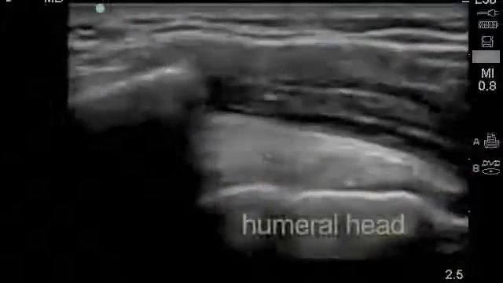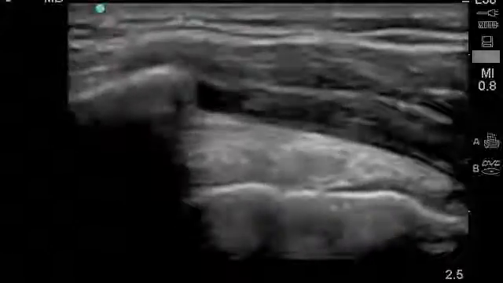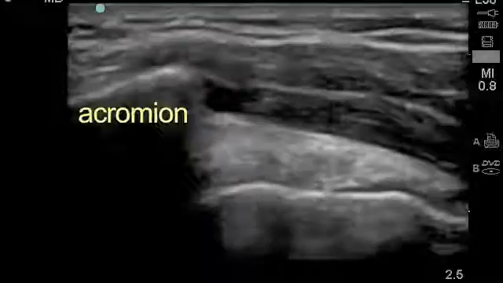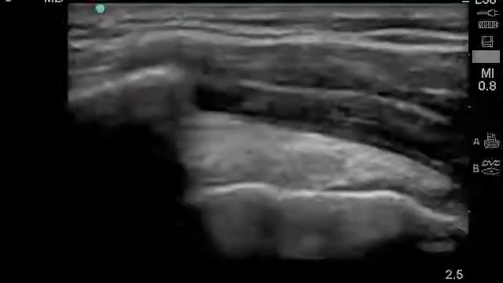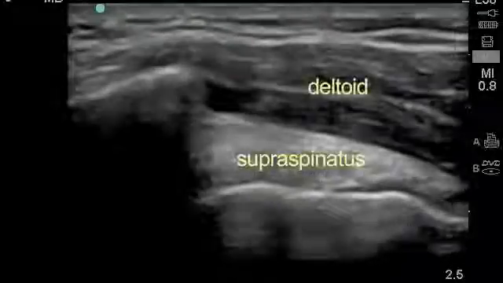The cortex of the humeral head can be seen in the far field as a bright echogenic line. Superior to that, on the left side of the ultrasound screen, the cortex of the acromion can be identified. Superficial to the humeral head lies the supraspinatus tendon, and more superficially, the deltoid muscle.